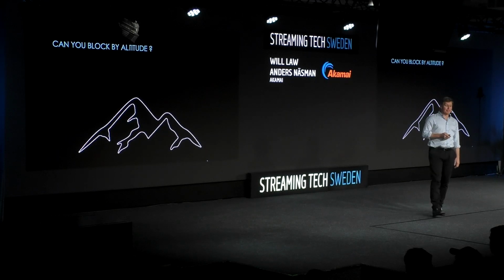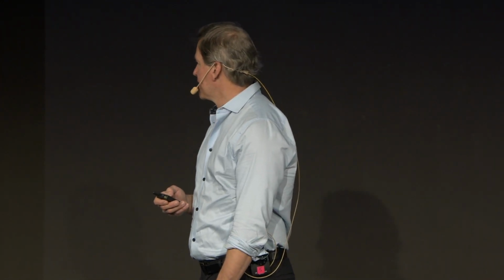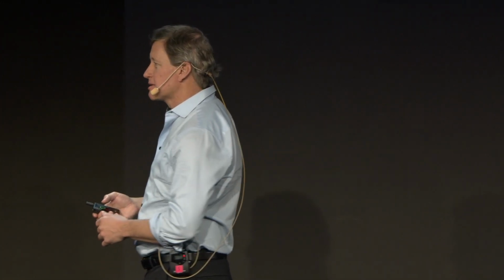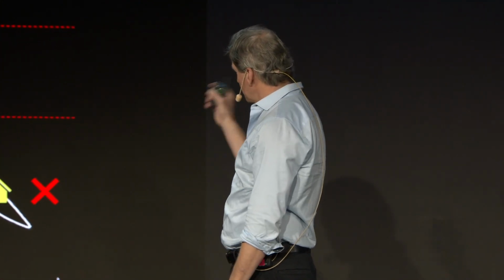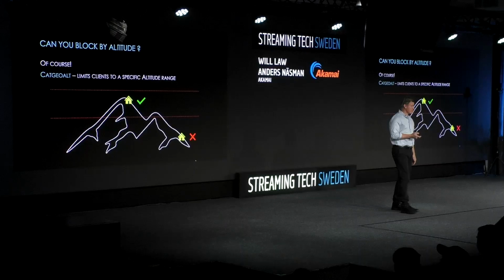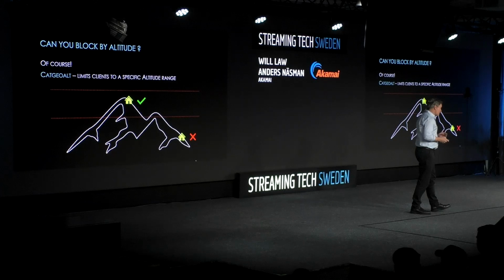Can you block by altitude? Well, of course you can block by altitude. So we have a claim for that. Now you might argue, why are we biased against people who live in mountains? What's the possible use case for blocking by altitude? The very interesting use case is VPN detection.